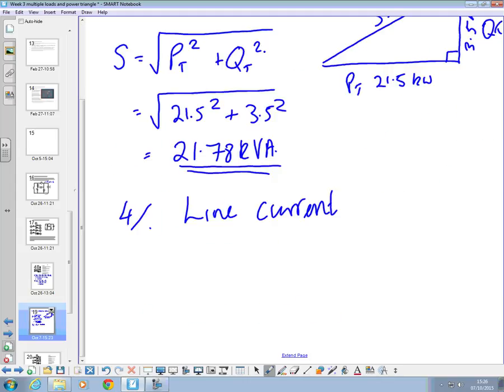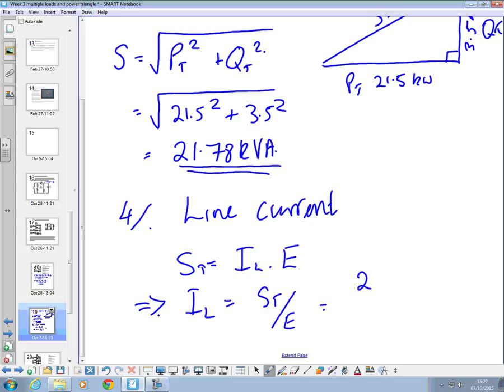Right, line current, how are we going to find that? Yeah, you're going to use the other relationship that would give you S. We know that S is equal to IL, the line current, multiplied by the voltage E. And that rearranges to IL is equal to ST over E, which is 21,780 over 400 equals.